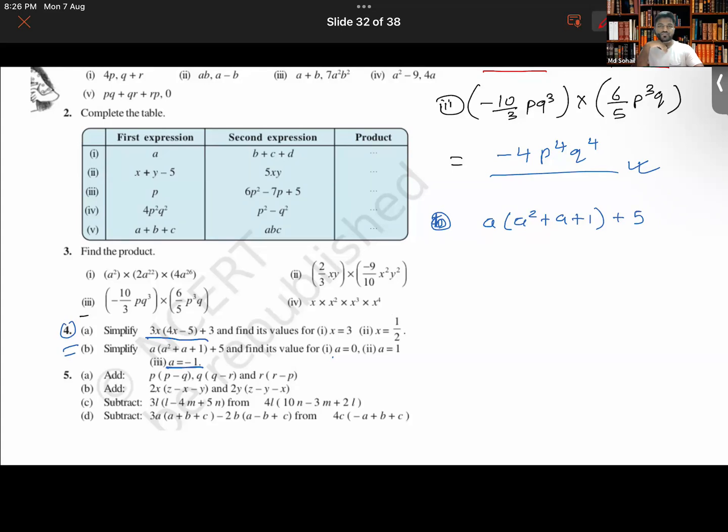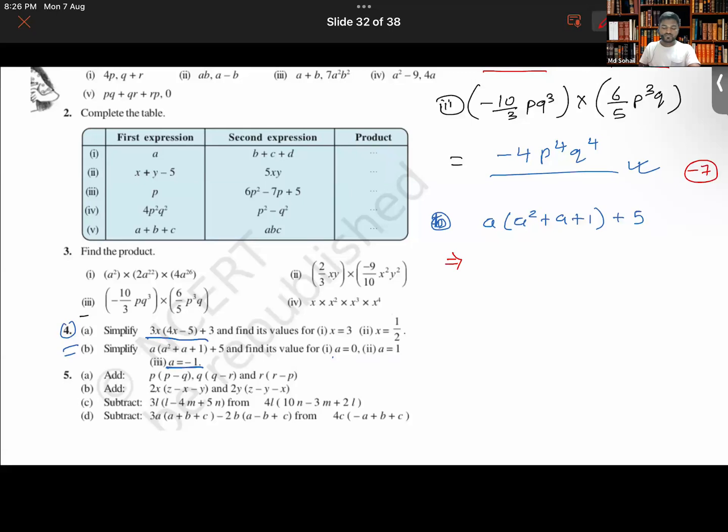Arhan? Minus 7. Okay, Arhan, what about you? Did you get the answer? Also, Arhan, do tell me, what was the simplification? When you simplified it, what was the expression after simplification?